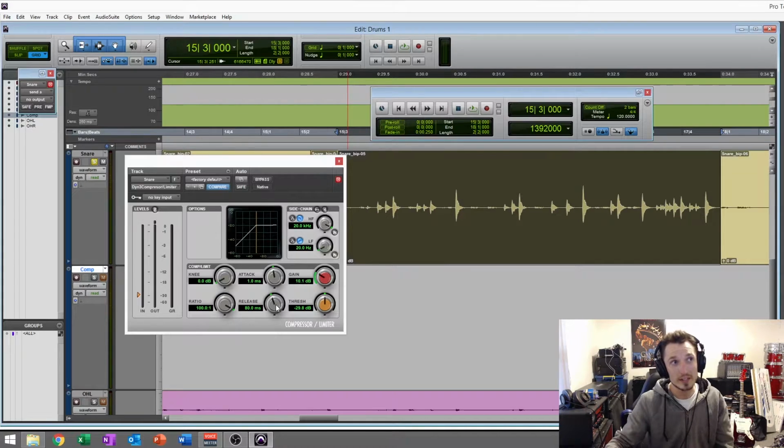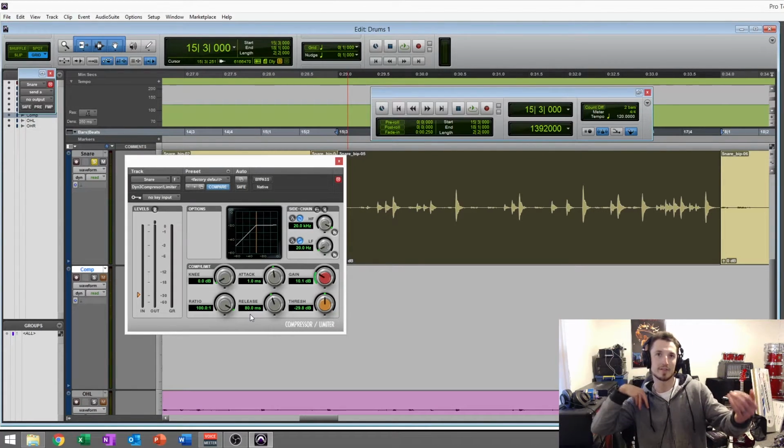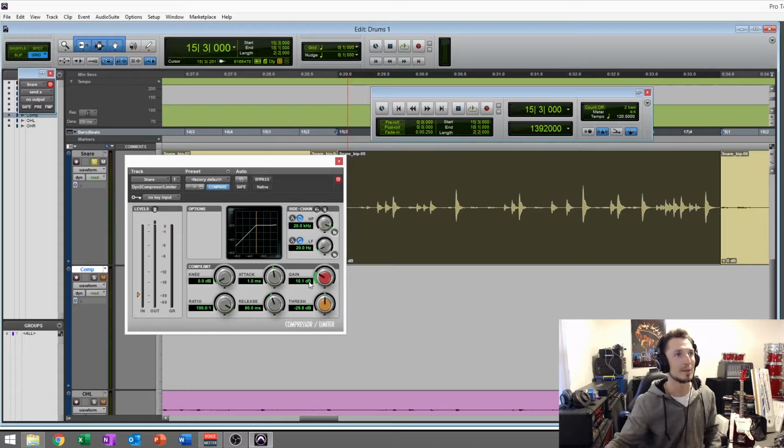Now, our release determines how long we compress for. Currently, we've got it set to 80 milliseconds. So that's from the point at which the audio gets back past the threshold, how long does it take for the volume fader to come back up? So I'll wind this one once again all the way down to 5 milliseconds. We'll have a listen and compare as I wind it back up.